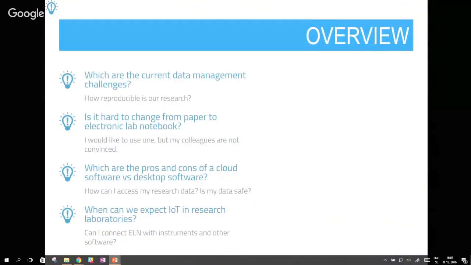So today, before we go into the questions and answers, we'll briefly cover what the current challenges with digital data management in science are. What are the biggest challenges in going from paper to electronic notebooks? What are the pros and cons of having the software in the cloud or having it installed locally on a PC? And what we can expect from the future.